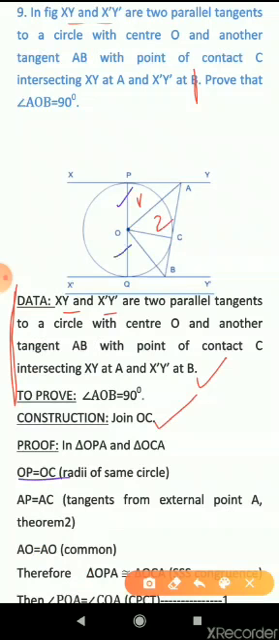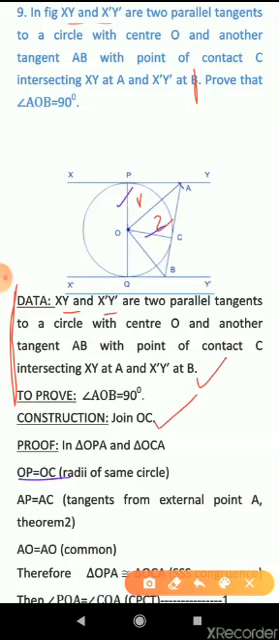Sorry, not this one, this one. OP is equal to OC because they are radii of the same circle. This is the line from the center of the circle to the circumference of the circle, that is a radius, and this OC is another radius. So they are radii of the same circle. We got one side. Next, AP equals AC. Just observe here.